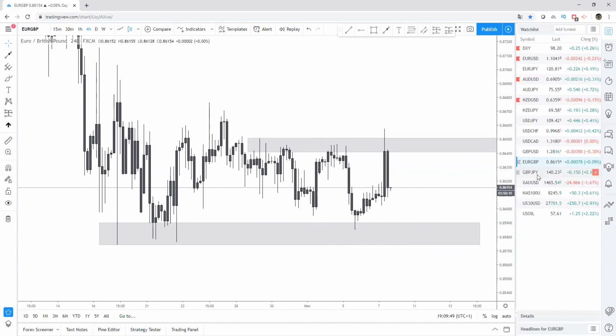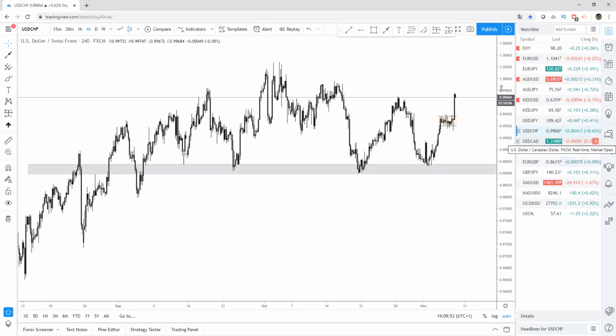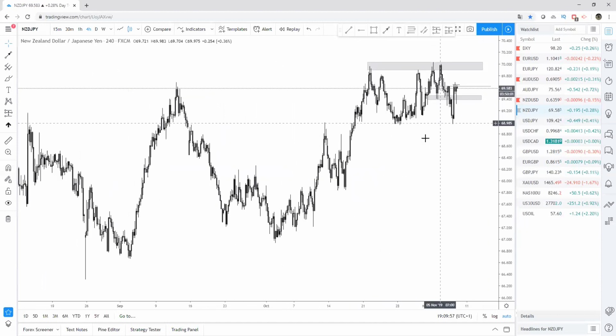So yeah, let's do it right now, but not Euro GBP. Let's go with something better, something trending. NZD-JPY we're gonna do, all right?